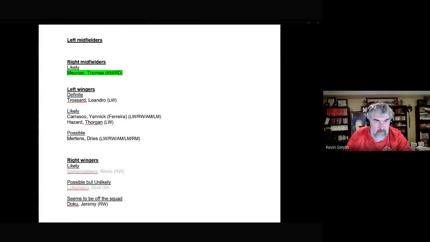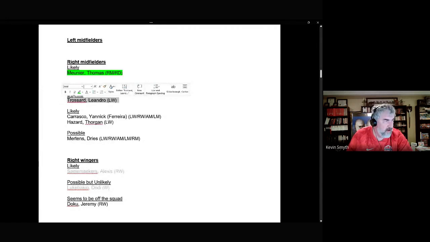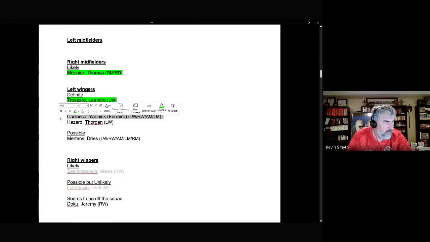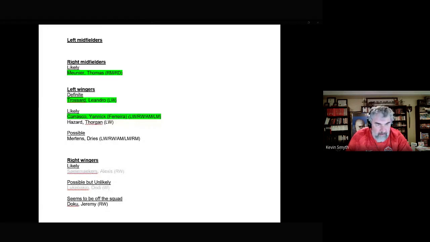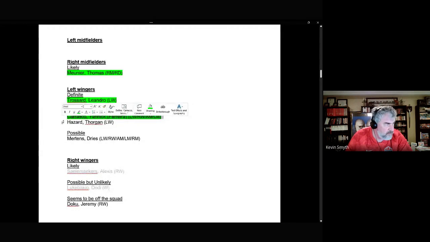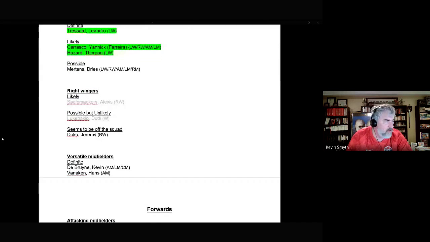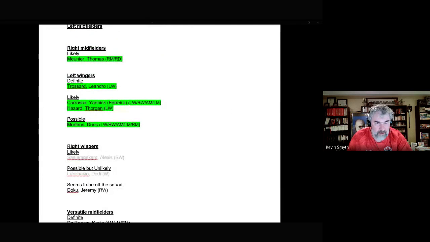So let's see who made it. Leandro Trossard is selected. Yannick Carrasco also selected. Thorgan Hazard also. And Dries Mertens also. Sorry, I would have said all 4 if I was paying attention. But yes, all 4 of them made the squad.